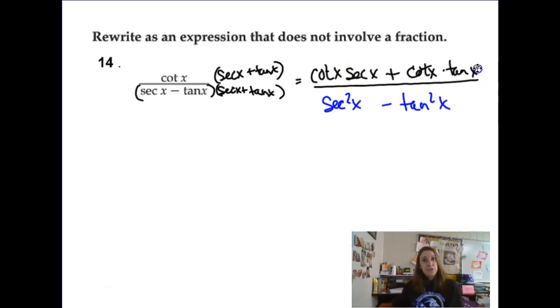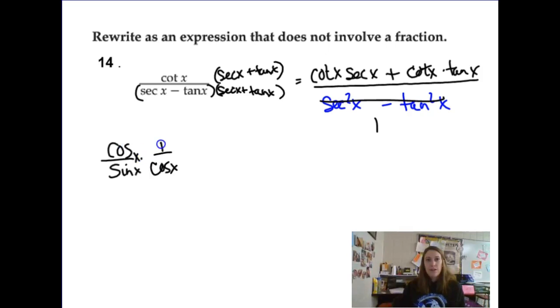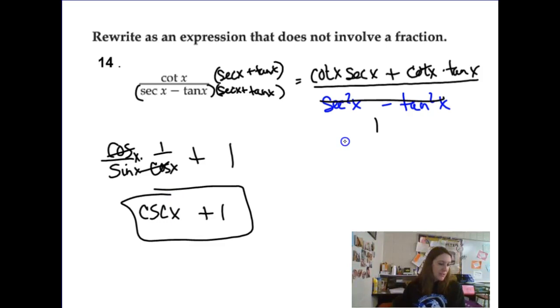That sounds familiar. Secant squared minus tangent squared. That's something, isn't it? Let's check. Secant squared minus tangent squared is 1. Well, that's exciting. So this denominator is just a 1. This numerator, however, is a hot mess. So the cotangent is cosine over sine, times secant, which is 1 over cosine, plus, and then cotangent times tangent will just cancel out to a 1, yes? So we have 1 over sine, better known as cosecant, plus 1. And that's about as simple as that one's going to get.